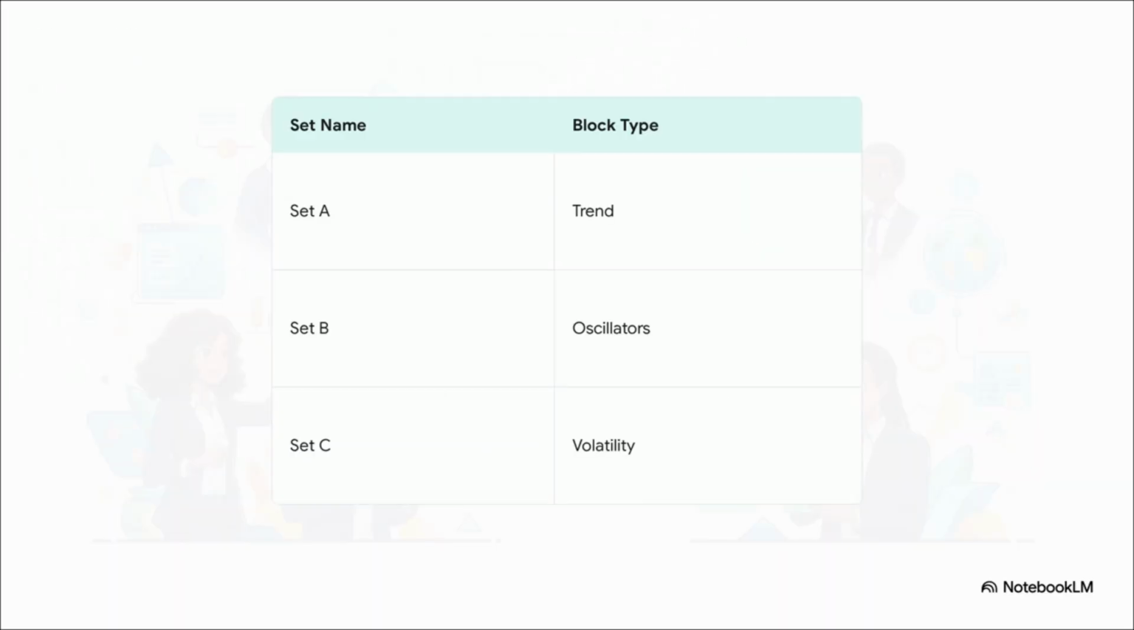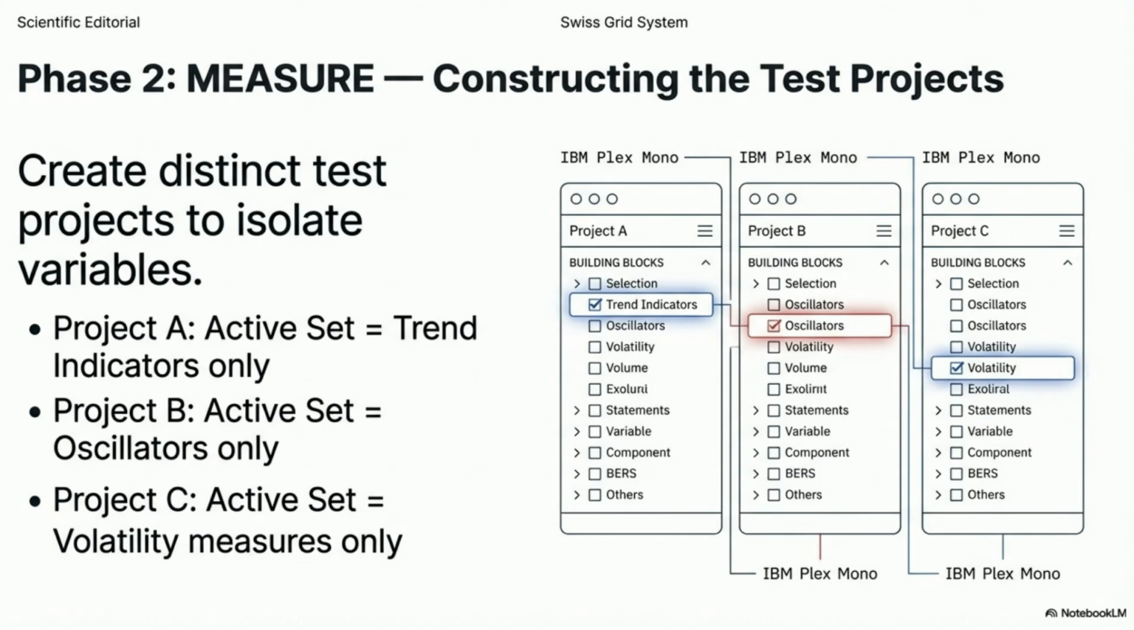So we start by organizing our tools into logical teams. Just like you see here, we could group all of our trend indicators, like moving averages, into set A. Then we put all our oscillators, like RSI and stochastics, into set B, our volatility measures into set C, and so on. Pretty simple, right?